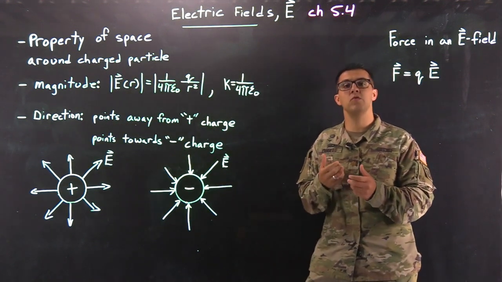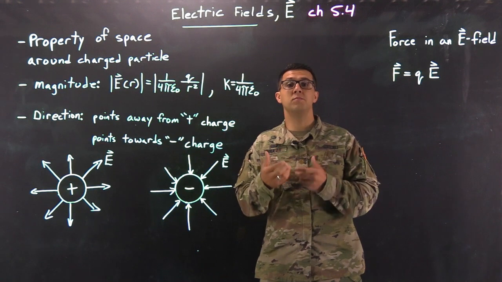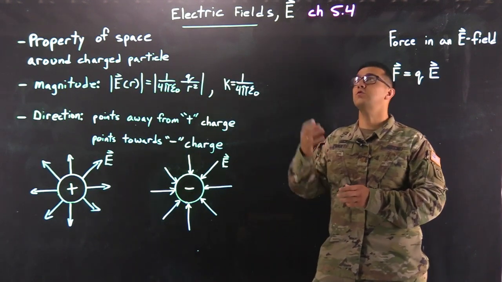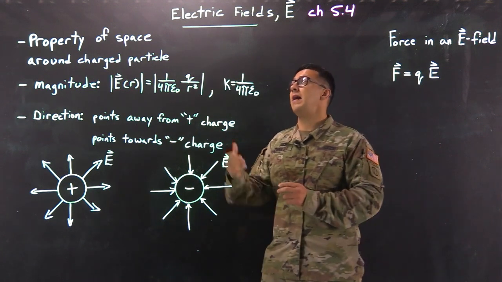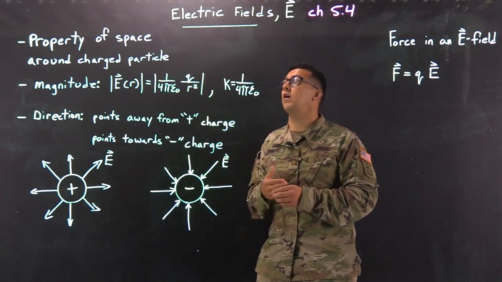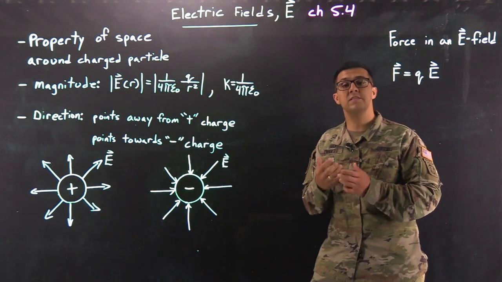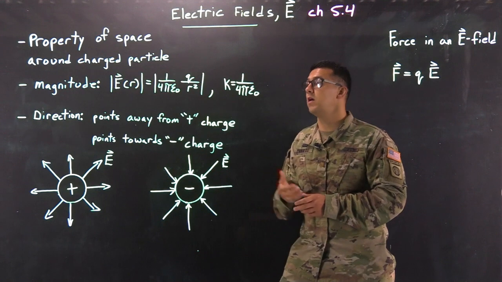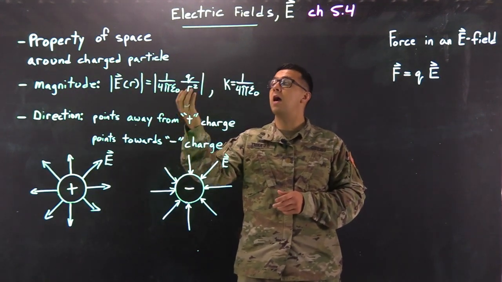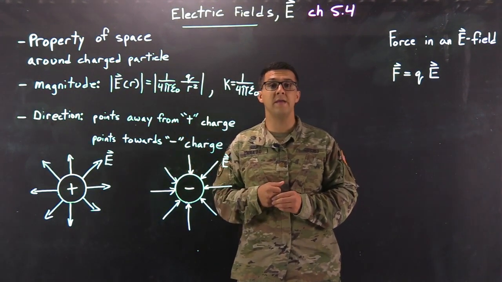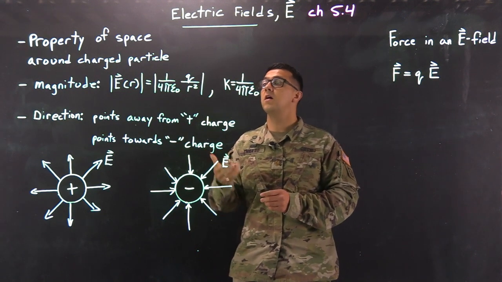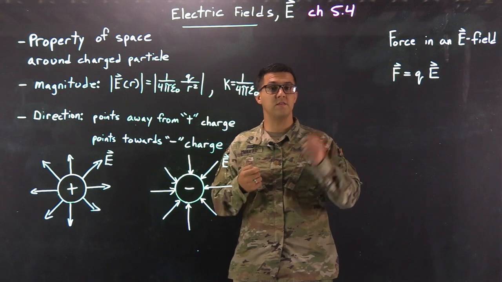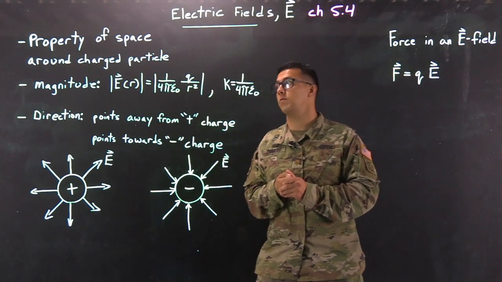So let's talk about what those are and then what objects with charge in this electric field are going to do. The electric field, we use the symbol E, and it's a property of the space around a charged particle. Since it's a vector, we have both a magnitude and a direction. Let's talk about the magnitude first. The magnitude is on your PRC, and we can also see it's here. It's 1 over 4 pi times the permittivity of free space times the charge of the particle divided by r squared, which is the distance from that charged particle that you're looking for.